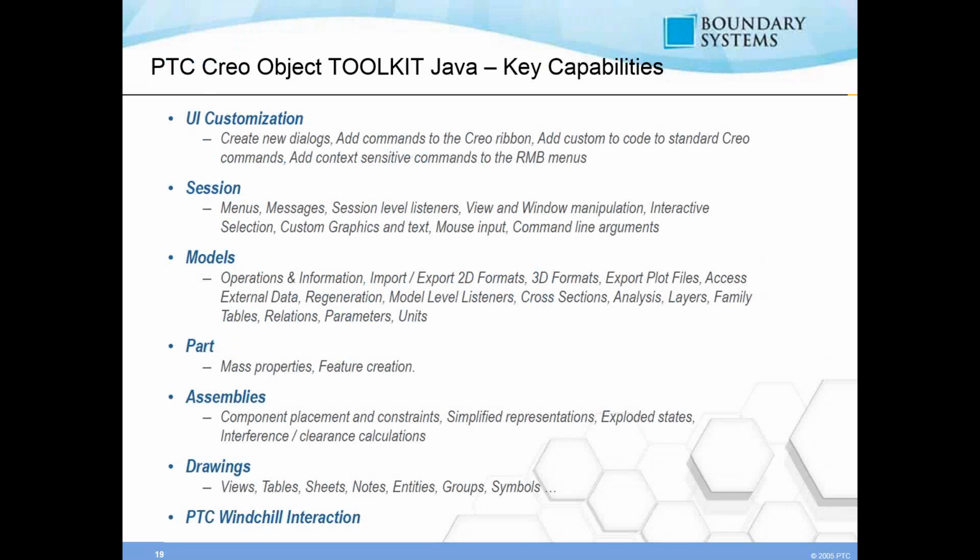So what are some of the key capabilities within Object Toolkit Java? UI customization. So you can customize the Creo user interface, create new dialog boxes, add commands to the ribbon, add commands to pop-up menus. And again, you even have the new UI Editor tool that gives you an easier way to do a lot of those things. You can monitor the Creo session, you can interact with windows, and you can manipulate models. So again, you can create and modify geometry, you can work with parts and assemblies and drawings, you can interact with Windchill. So again, a lot of the things that in the past you've been able to do with the traditional Toolkit API, you can now do with Creo Object Toolkit Java.